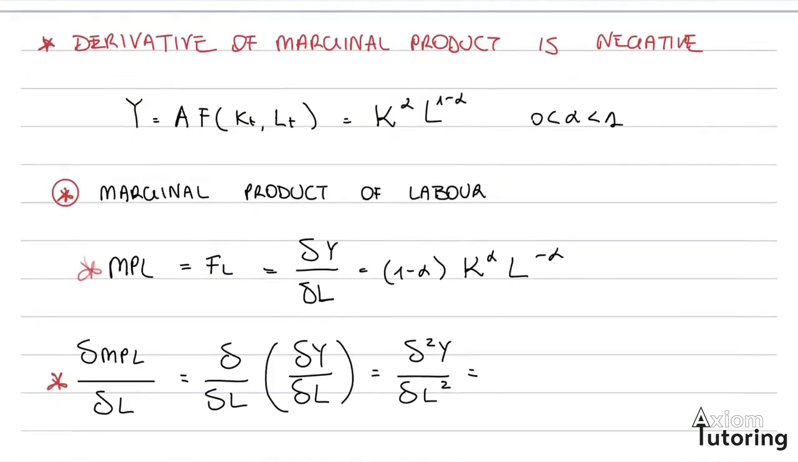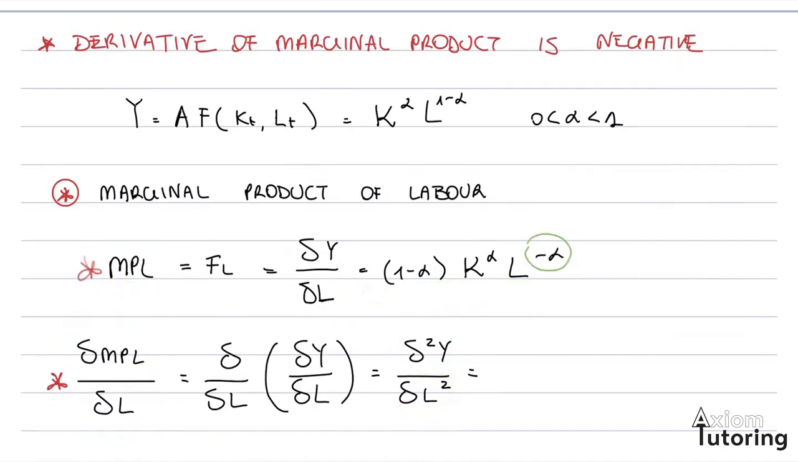Let's begin by deriving the derivative of the marginal product of labor. So we've already derived in a previous video the marginal product of labor itself as the first derivative of output with respect to labor. And the equation that we obtained looked like something like this. And what we're going to do now is to take the second derivative of the output function with respect to labor, which is the same thing as taking the first derivative of the marginal product of labor function with respect to labor again. So we're going to take this function and differentiate it with respect to labor.